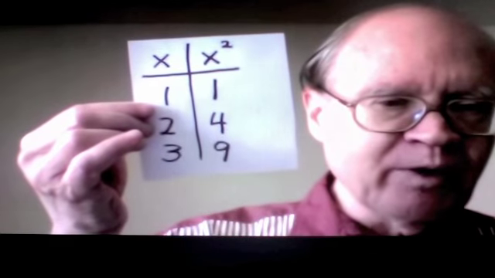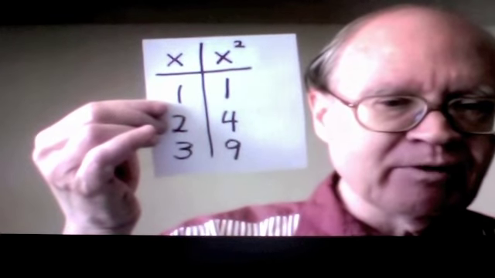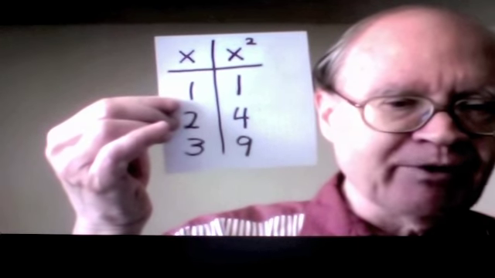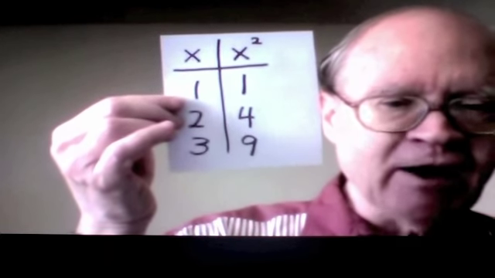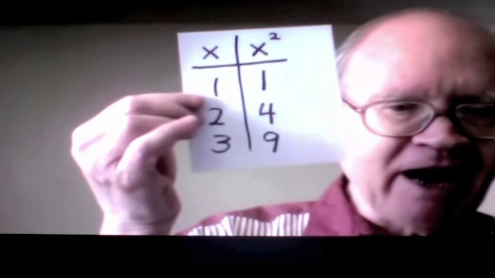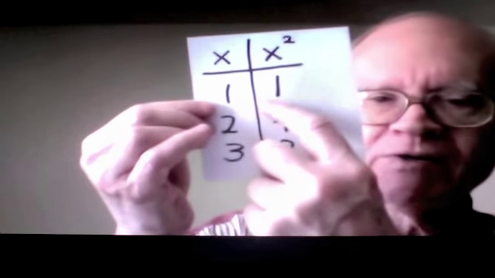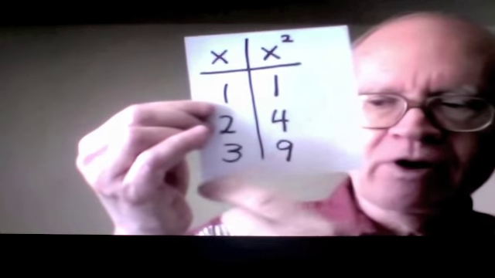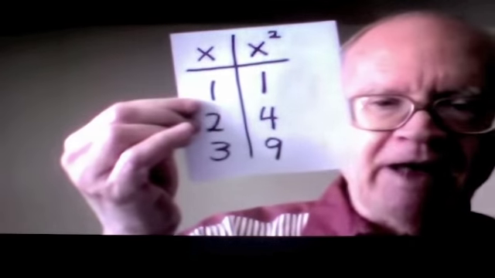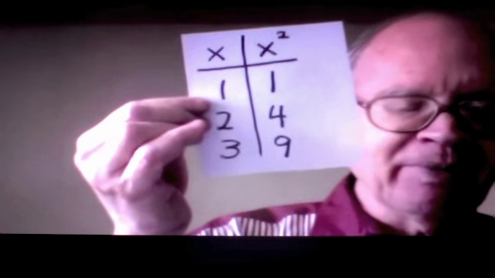Here's my suggestion. Make a table with an x column on the left and an x squared column on the right. Number the x column from 1 to 25, and beside each x, multiply it by itself to get x squared. 1 times 1 is 1, 2 times 2 is 4, 3 times 3 is 9, and so in the x squared column you'll have a list of square numbers.